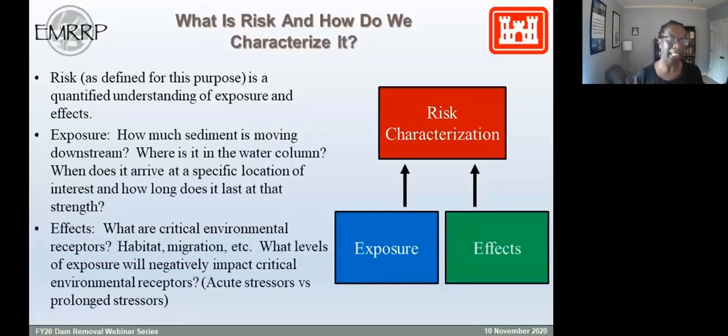It's not enough to say the sediment is entering the water column and reaching a specific location. We have to understand what impact that might have and if levels of a critical nature will be reached. Both of those pieces of information are essential to actually characterize risk. Many times we spend a lot of time focused on exposure, and not a lot of time understanding the actual effects.